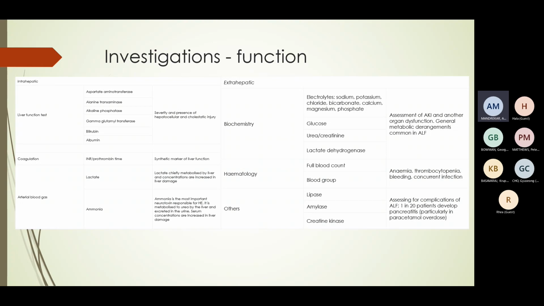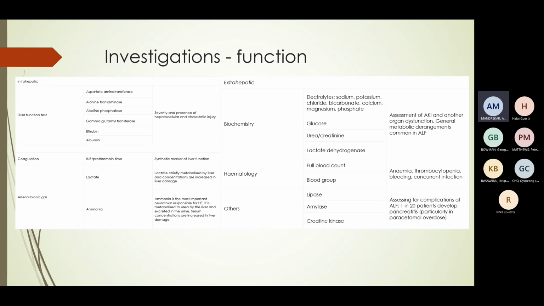Ammonia, we've talked a little bit about ammonia already, but this is the most important toxin that can cause encephalopathy and cerebral edema. So we want to make sure that we know whether that's going up or down, and we're taking appropriate measures, which we will talk about in a little bit.